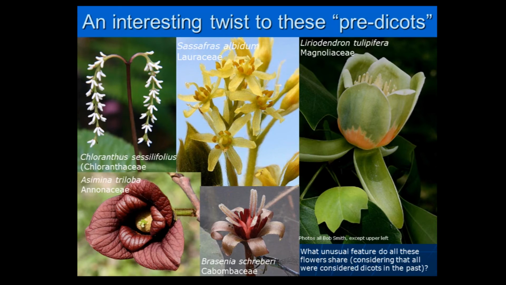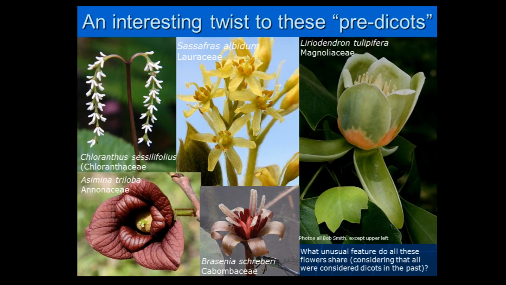How many people can guess what it is? What's the common factor in all these primitive flowering plants that we used to think were dicots? What's unusual about all of these flowers? Three parts. Three parts. Exactly right. Chloranthaceae. That's stripped down, just stamens. Sassafras. How many petals does sassafras have? 1, 2, 3, 4, 5, 6.